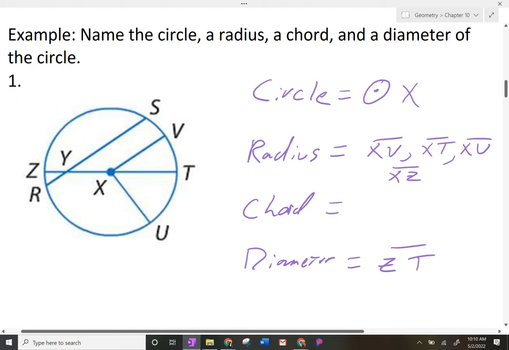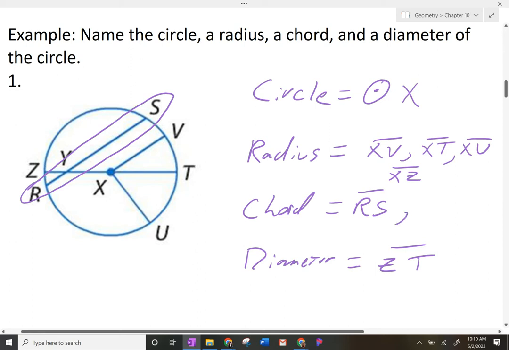All right, the very last one that I'm going to do is going to be chords. Chords are going to start and end on the sides of the circle. So this circle has 2 chords. We could have RS, because that one starts and ends on 2 sides of that circle.